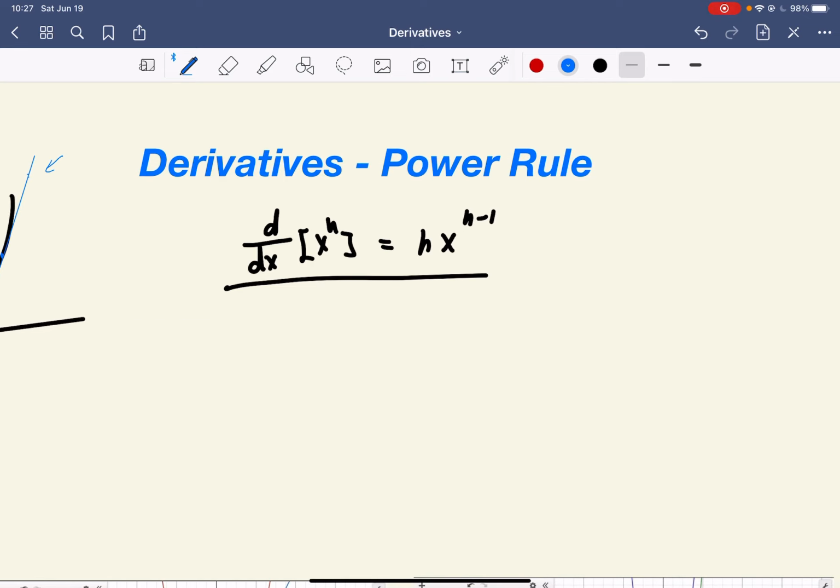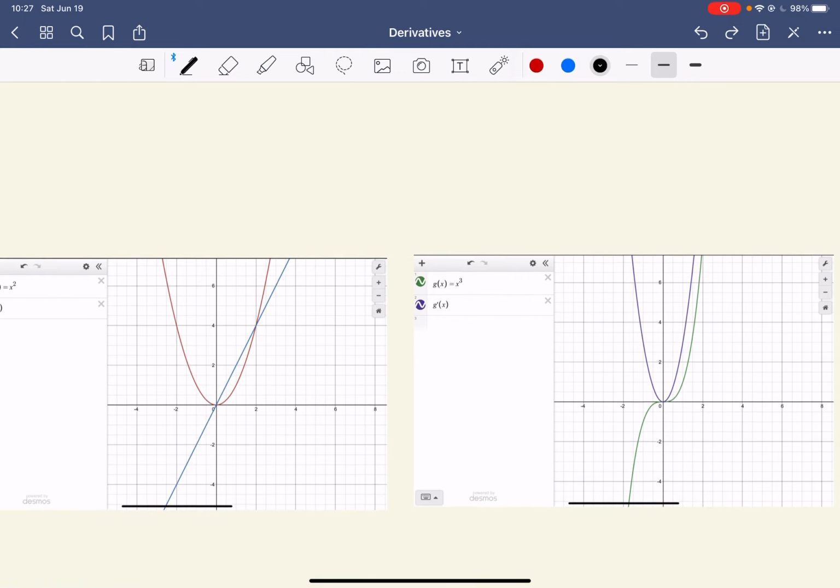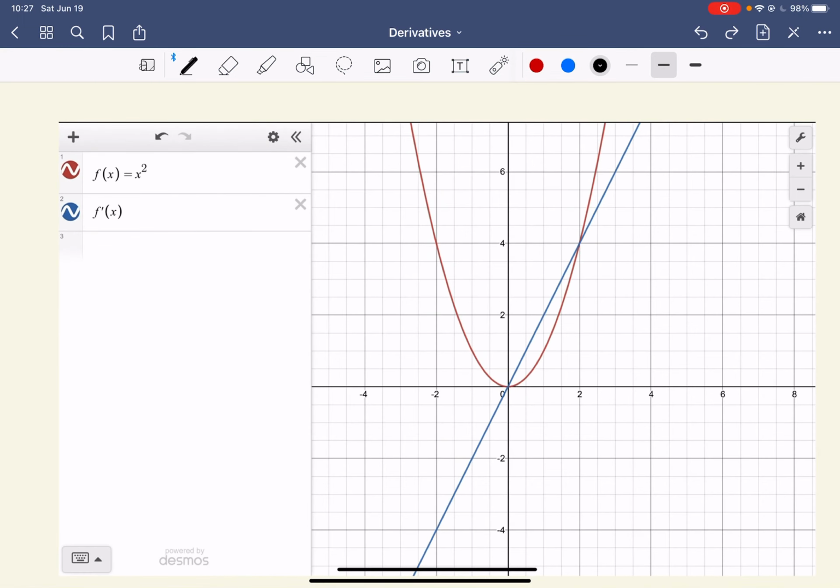So the power rule would be that the derivative with respect to x of x to the nth power would be n times x to the n minus 1. And that is actually derived from the binomial theorem, if you wonder, and we will go over the proof right now. First of all, let's go over some intuitive feels of the power rule.